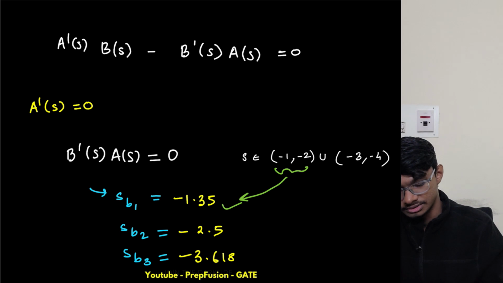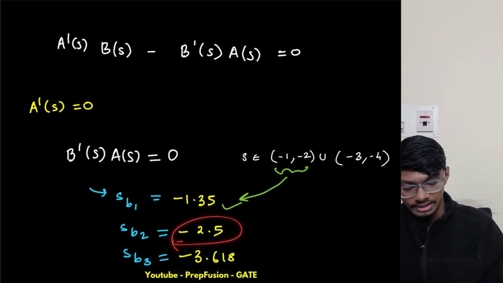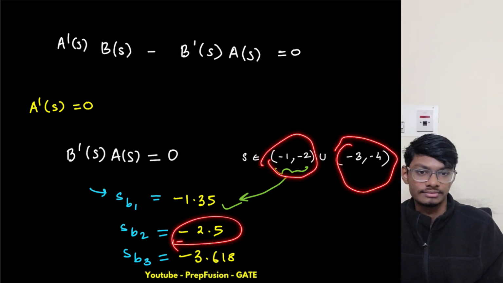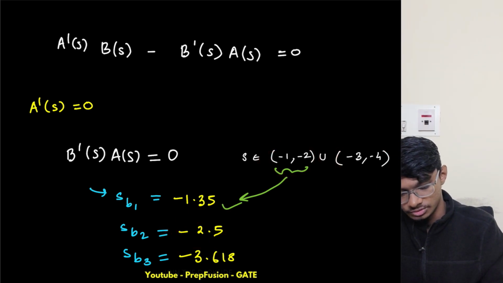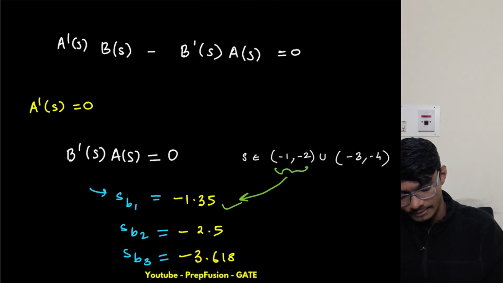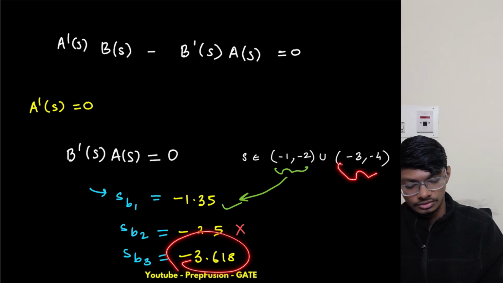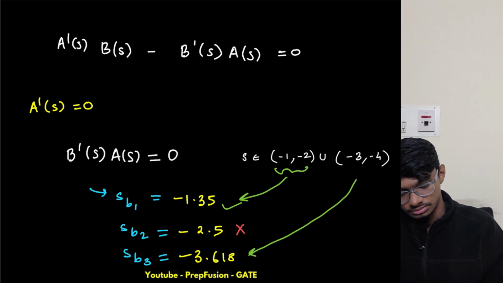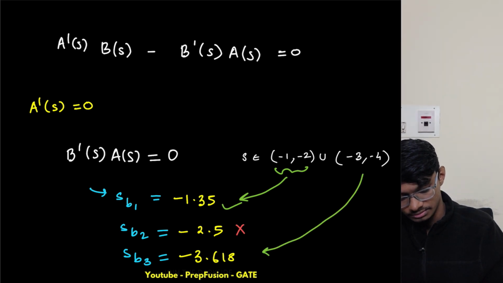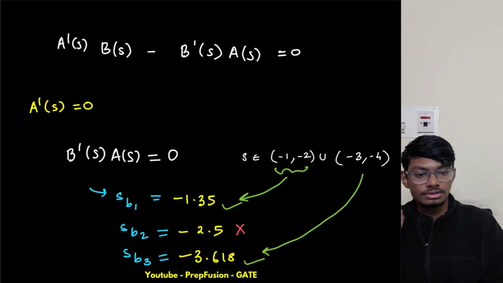Now this point isn't lying between this one and isn't lying between this one also, so this is an invalid point, so I'll cross this one. And what about this one? This is lying between this one, so this is also a valid point. So I will have two breakaway points, and these are the breakaway points basically.